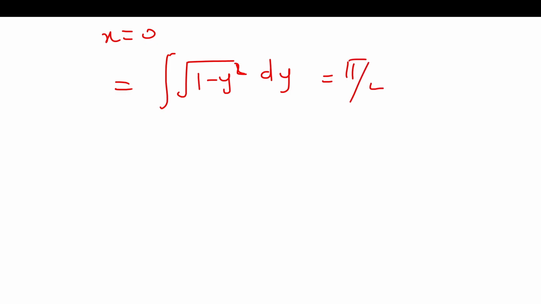So let's plug it into the arc equation. We know x is equal to 0. So we are going to be left with the integral of root of 1 minus y squared dy. Now, if you do this, you are going to get pi on 4.